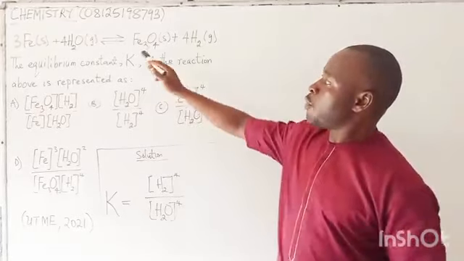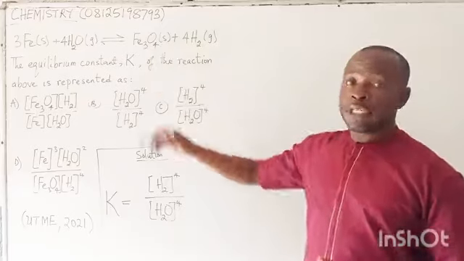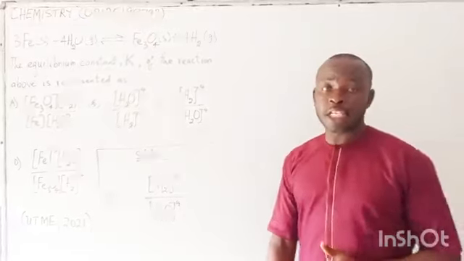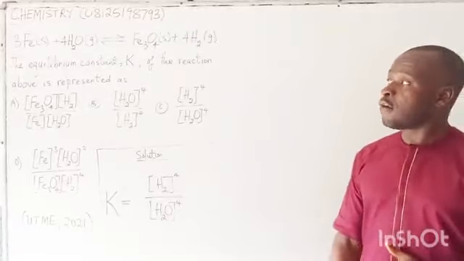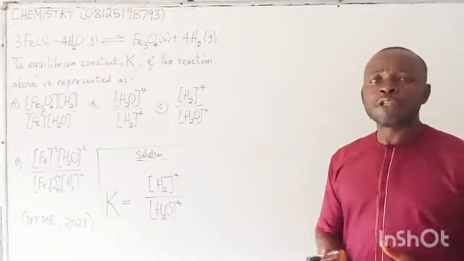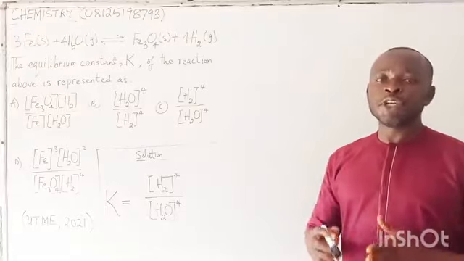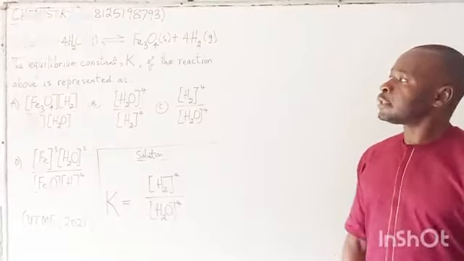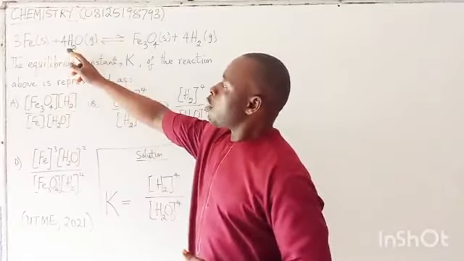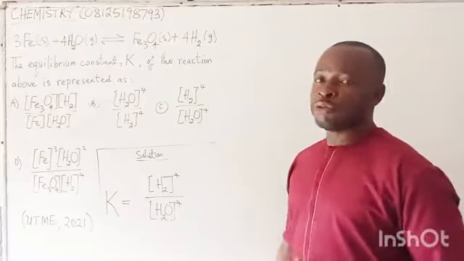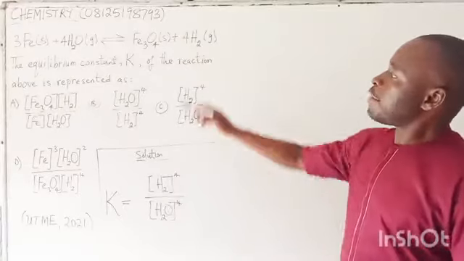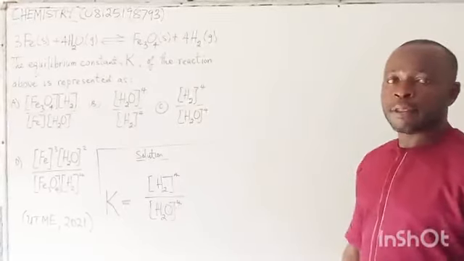Again, on the product side, we have Fe3O4 is also in solid form. Are we going to include it in writing the expression of the equilibrium constant of this reaction? No. We are going to consider only species in gaseous form. And let's check. On the reactant side, water is in gaseous form, H2O, that is steam. And then on the product side, we have hydrogen in gaseous form.